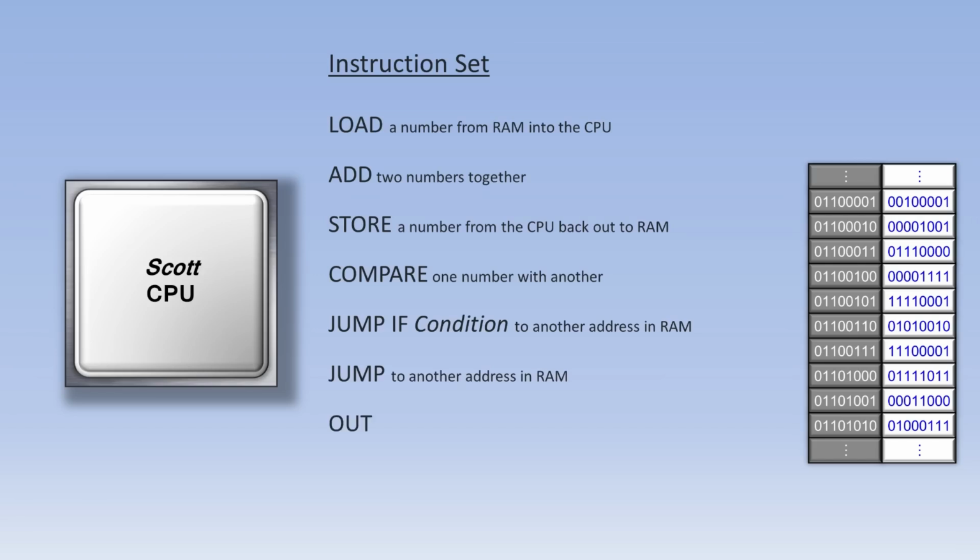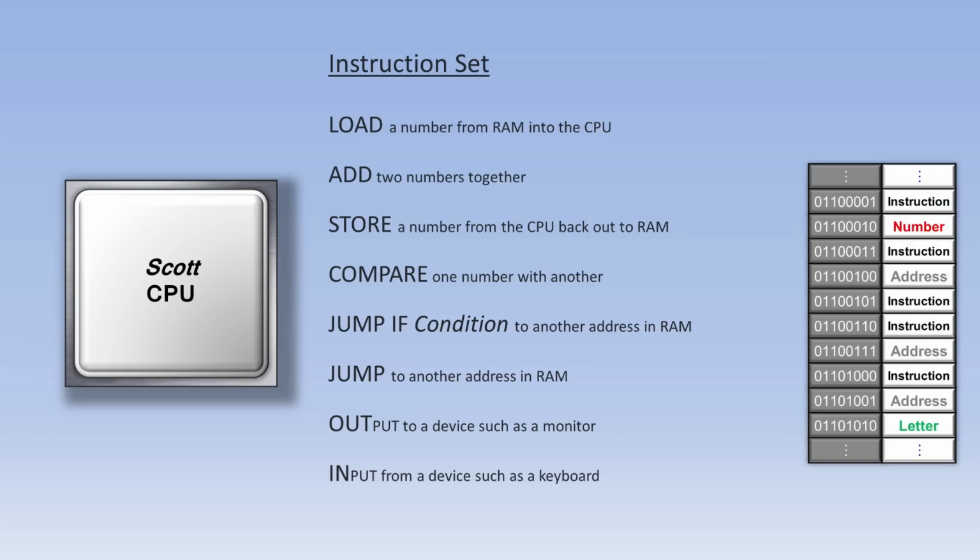Finally, there is an out instruction and an in instruction. These will output data to an external device like a monitor, or input data from an external device like a keyboard. These two instructions are often used in conjunction with an address, like we talked about earlier. There are some other instructions in a CPU's instruction set, but these are some of the more commonly seen ones. So as we saw, the data in RAM consists of things like instructions, numbers, addresses, and letters. So let's go through a program that would use this instruction set to play a guessing game.